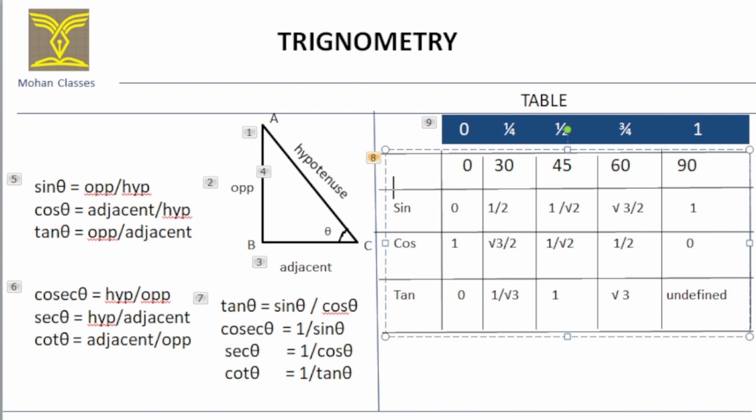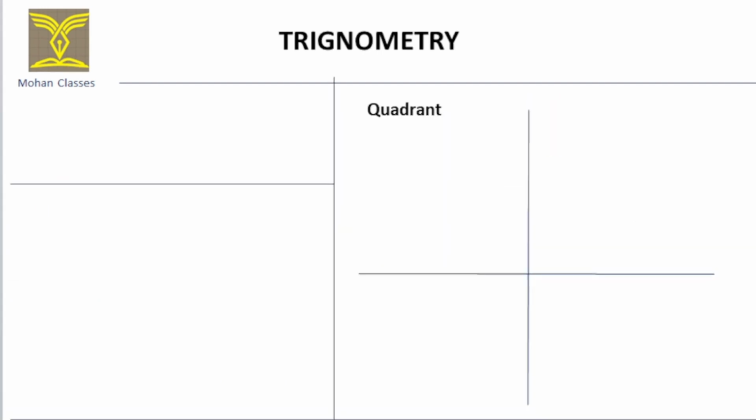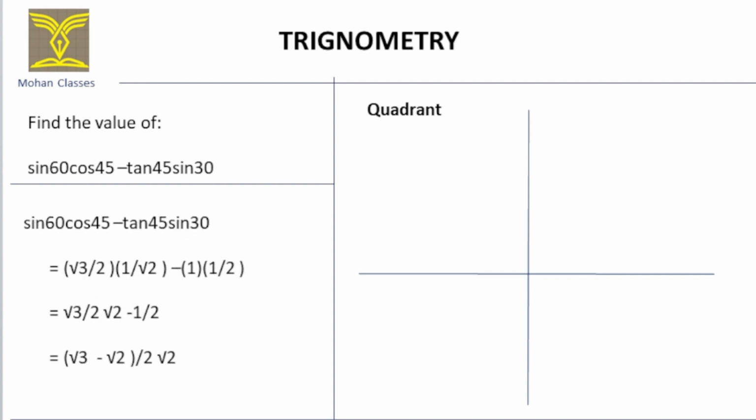Now, we do one small example. After that, we will talk about the quadrant. Find the value of sin 60 cos 45 minus tan 45 sin 30. Here you should apply the values of sin 60, cos 45, tan 45 and sin 30. Sin 60 is root 3 by 2 multiplied with cos 45, 1 by root 2, minus tan 45 which is 1, times sin 30 which is 1 by 2. So if you simplify, you will get root 3 minus root 2 divided by 2 root 2.